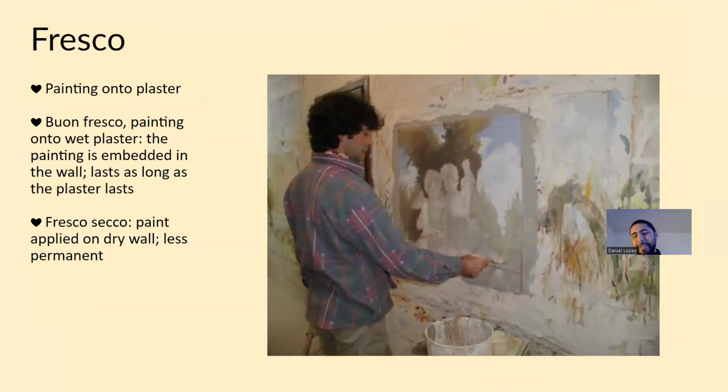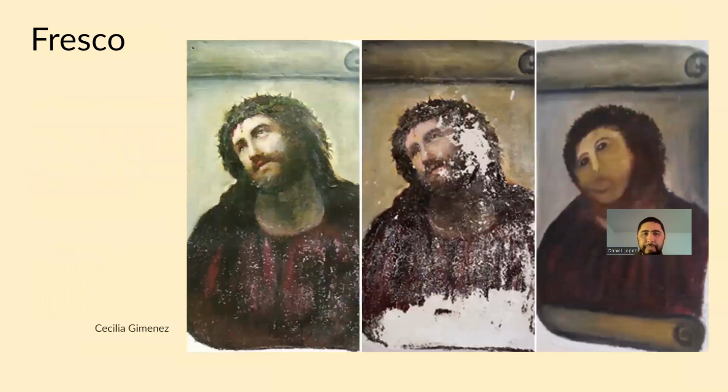Fresco. Okay, so there's a couple types of fresco. I'm a quarter Italian, but I don't speak Italian. Buon fresco. Sorry, that sounds bad. So that's painting onto wet plaster, which means the pigment and the painting is embedded into the plaster, and it's only going to be destroyed when the wall is destroyed. Fresco secco is applied onto already dried plaster, so it's less permanent. So those are a couple ways to do that.